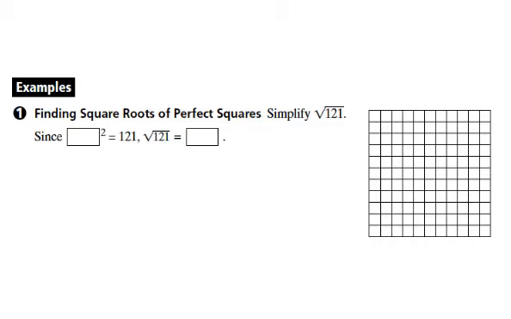Example 1. Finding square roots of perfect squares. We need to simplify the square root of 121. This symbol is called the radical sign. Some people call it the square root symbol, but it's technically called the radical sign. When we see this, we're trying to figure out what times itself is that number. Well, 11 squared equals 121. So the square root of 121 is 11.